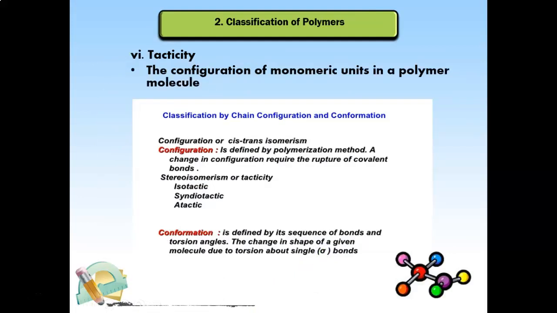Okay, now we proceed with tacticity. So what is tacticity? Tacticity is the configuration of monomeric units in a polymer molecule, in classification by chain configuration and conformation. Configuration is defined by the polymerization method, and a change in configuration requires the rupture of covalent bonds; it can be isotactic, syndiotactic, or atactic. Conformation is defined by the sequence of bonds and torsion angles, the change in shape of a given molecule due to torsion about a single sigma bond.